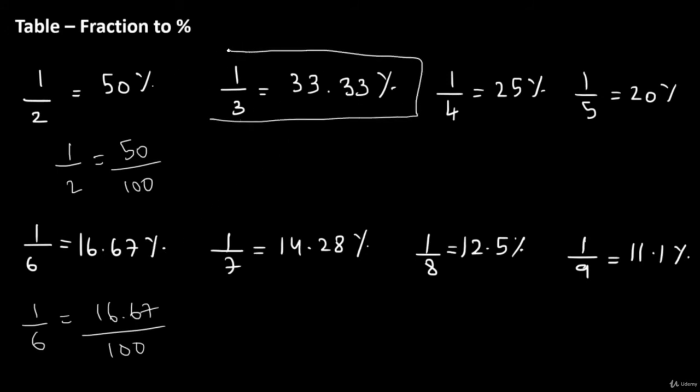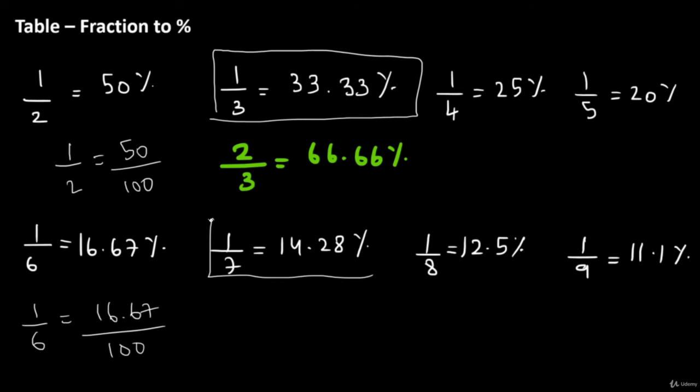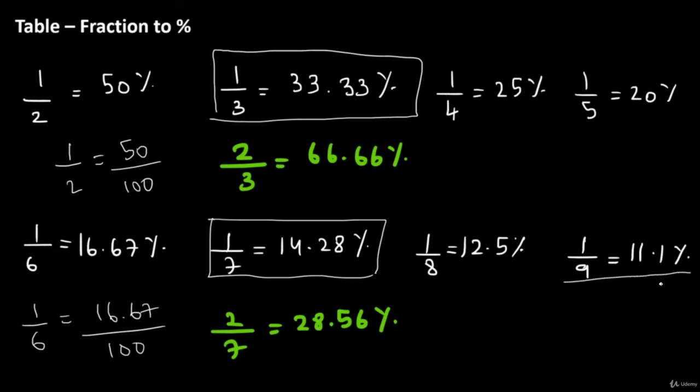If you know 1 by 3 as 33.33%, 2 by 3 will be 2 times 33.33, right? So that would be 66.66%. Similarly, if you know 1 by 7 as 14.28%, then 2 by 7 can easily be found as 28.56%, which is 14.28 into 2, right? Now if you know 1 by 9 is equal to 11.1%, then you can easily find that 2 by 9 would be 22%, or 22.2. We can approximate it as 22%.